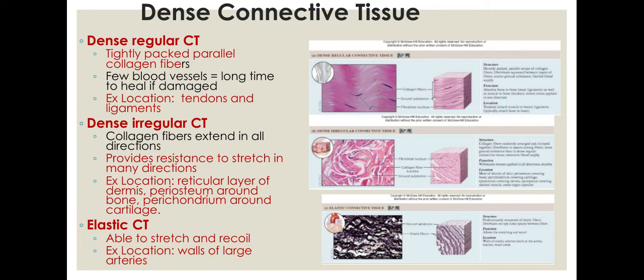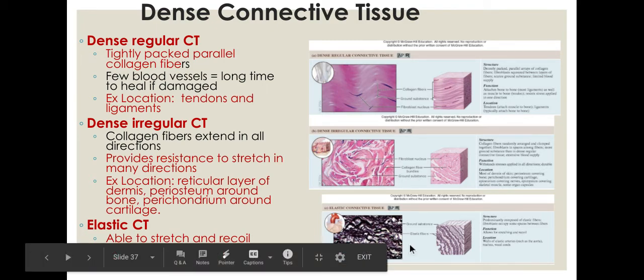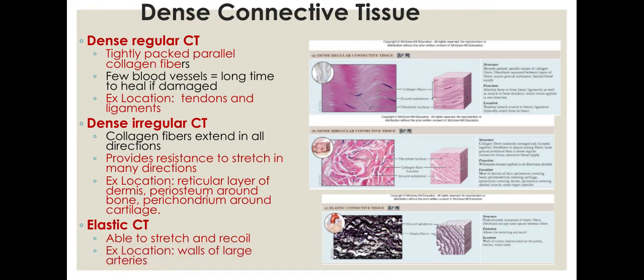Then you've got elastic connective tissue, and you can see that's definitely different. That's able to stretch and then recoil back. And this is great in the walls of large arteries, right? Like your aorta, because you want that to be able to stretch as blood's moving through, but you want it to maintain its shape. You don't want it to enlarge.